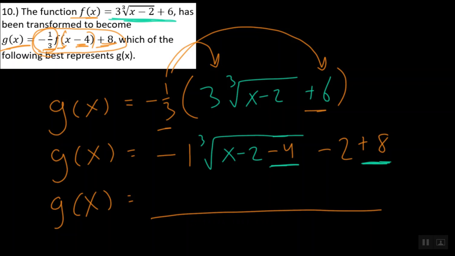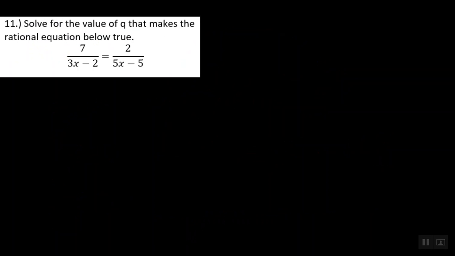Alright, pause your video. Let's go ahead and move on to question number 11. This is actually something that we call a rational equation, because we have essentially a fraction equal to a fraction. And at this point, what you would do is pretty simple. You've actually been doing this since the 8th grade.